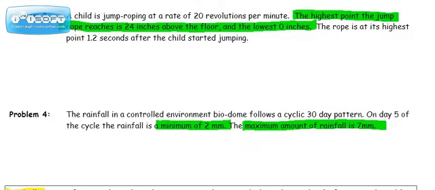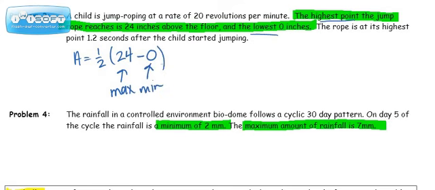Next, I'm dealing with a child jumping rope. I don't see anything in this problem dealing with the word diameter or radius, but what I do notice is I have a high point and a low point, which is also known as a maximum and a minimum. So amplitude again is going to equal 1/2 times my max, which is 24, minus my min, which is 0. So amplitude is going to equal 1/2 times 24, which is 12 inches.